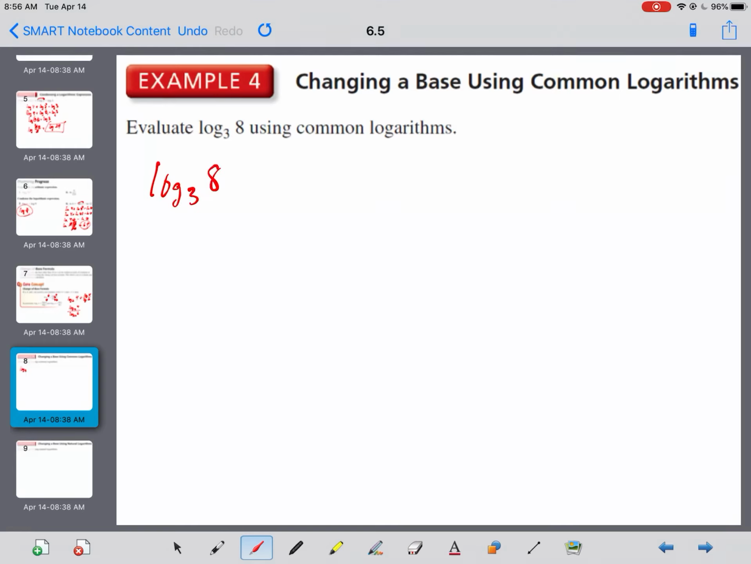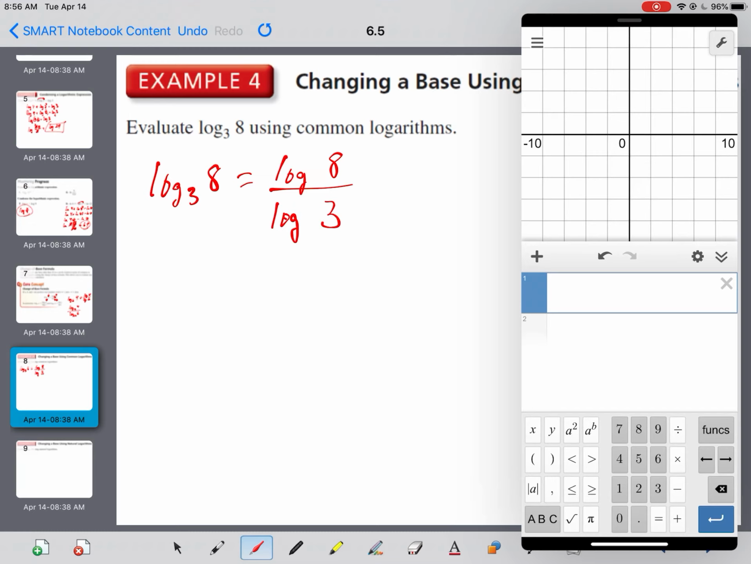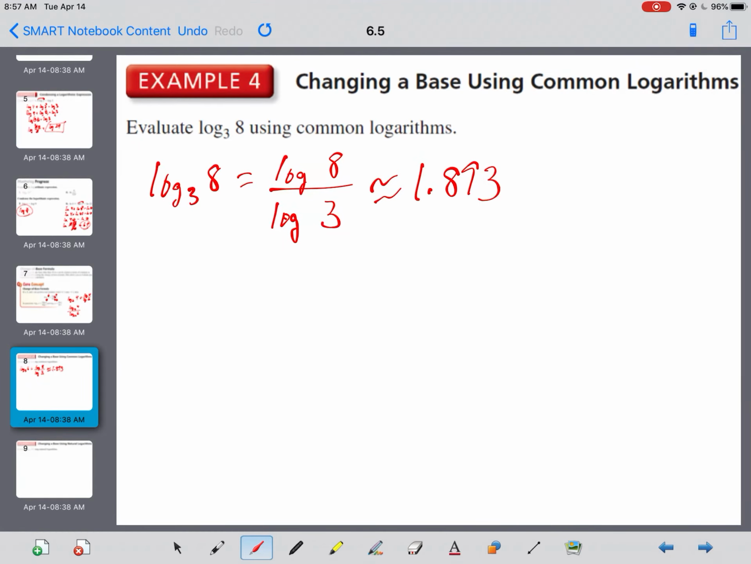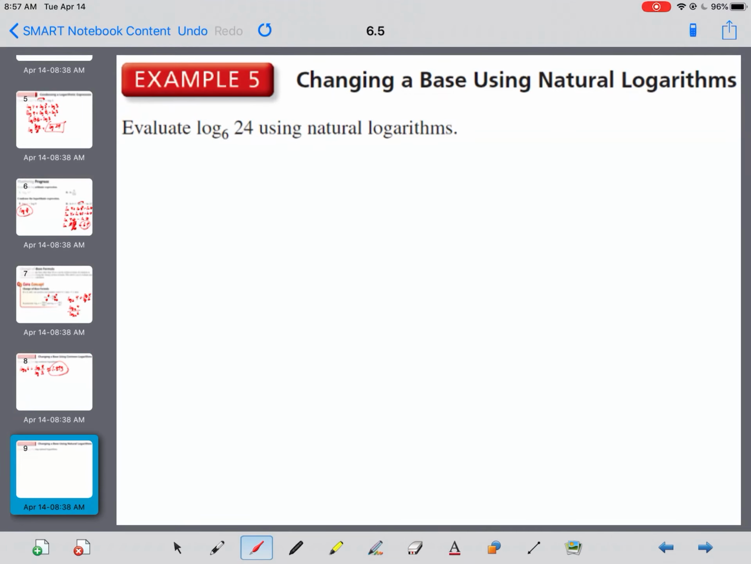So evaluate log base 3 of 8 using common logs. So they want us to take log base 3 of 8 and turn it into log base 10, or the common log. The 8 goes on top, the 3 goes on bottom. And then we work on that. So all we need is a log button, 8, and divide, and log of 3. And so it's about 1.893 if they're looking for a rounded decimal. And they are. Okay? Just like that.